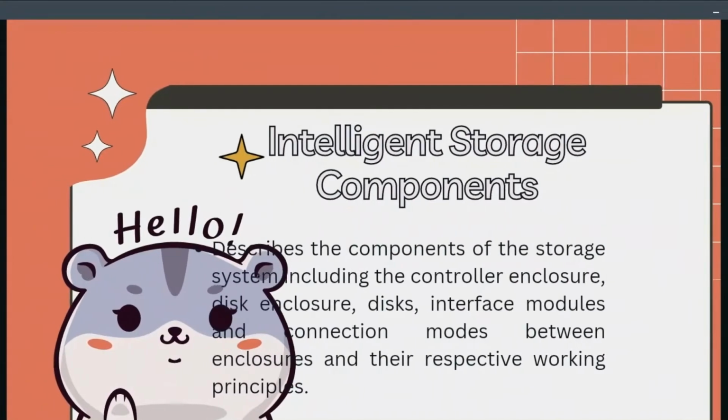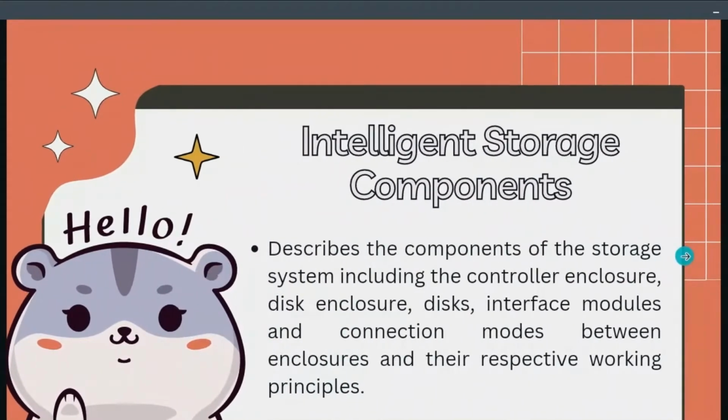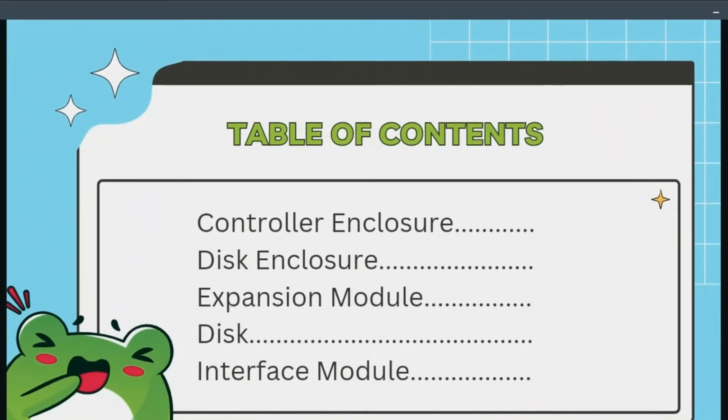So next, intelligent storage components. It describes the components of the storage system, including the controller enclosure, disk enclosure, disk, interface modules, and connection modes between enclosures and the respective working principles. Okay, for our next slide, table of contents: controller enclosure, disk enclosure, expansion module, disk, and interface module.